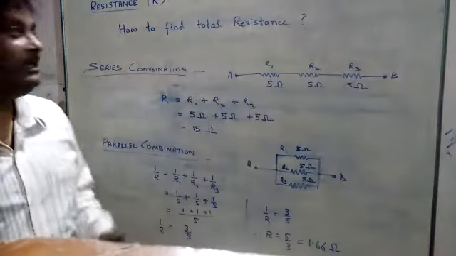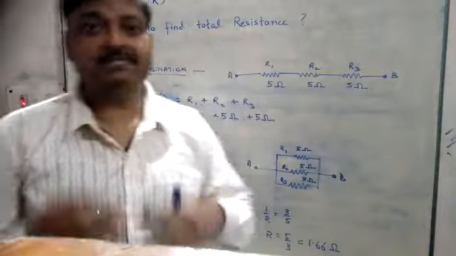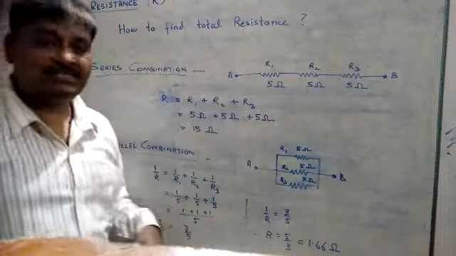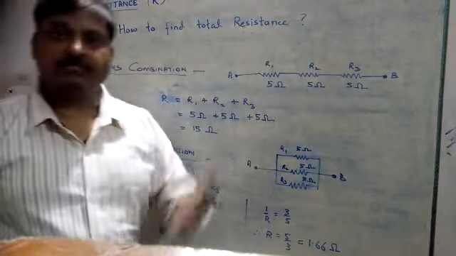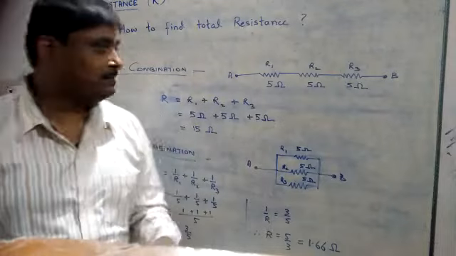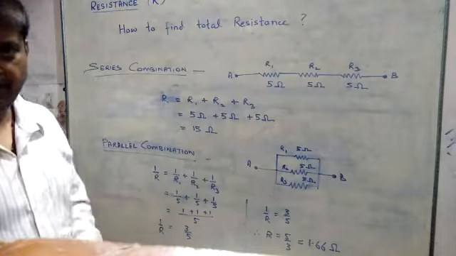Now, our next topic is how to find the total resistance. As we have studied earlier, there are two ways of finding the total resistance. One is series combination and another is parallel combination.